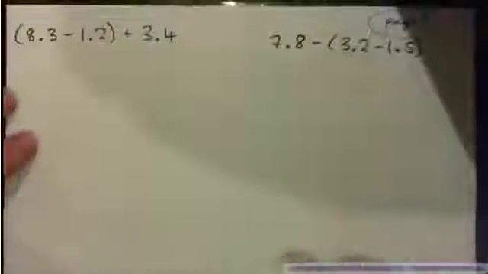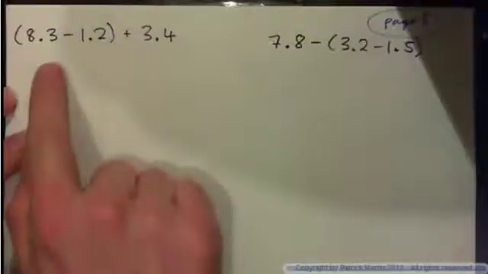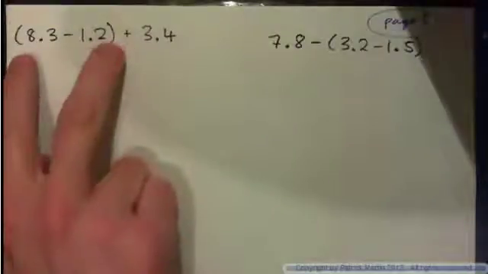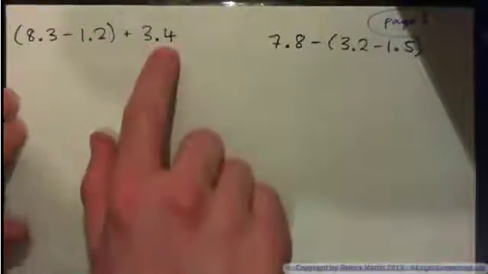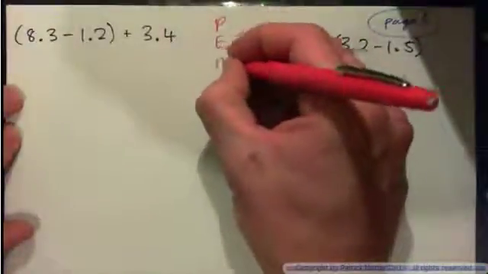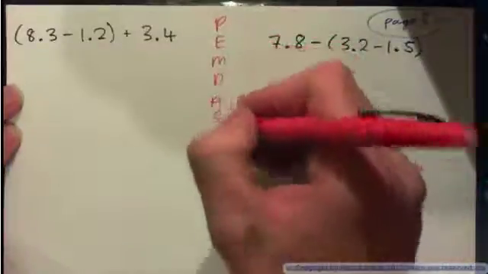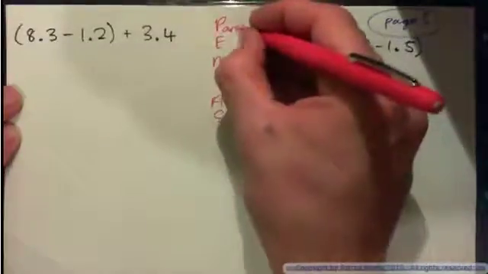Okay, so what about these guys? What are we going to do with this? Let's start with this example here. We've got these in parentheses and then plus 3.4, right? So if we remember PEMDAS, parentheses, exponents, multiply, divide, add, subtract, it's saying we want to do parentheses first, right?